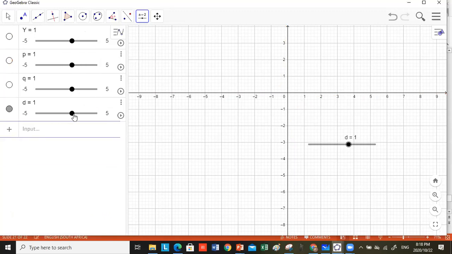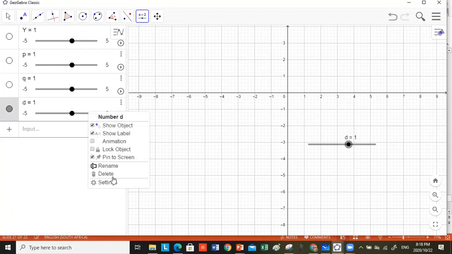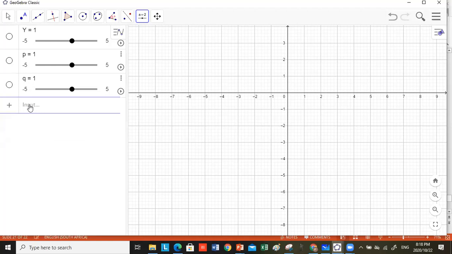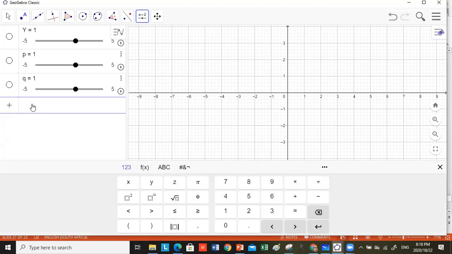We clean up, okay. Also, we don't have a D in our equation. We rewrite the equation again. It's y equal to a over x minus p plus q.